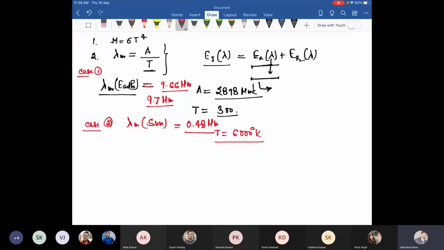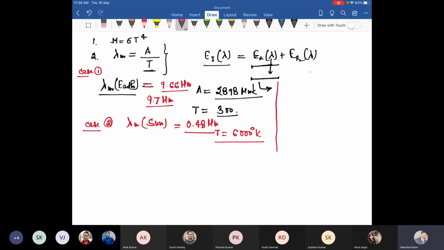What is the implication of these two? Like lambda m, in case of Earth, we are getting 9.7. In case of Sun, we are getting 0.48. What does this mean? Can you see the correlation? Again, it will be discussed with respect to the curve I will plot. But could you see some symmetry over here?